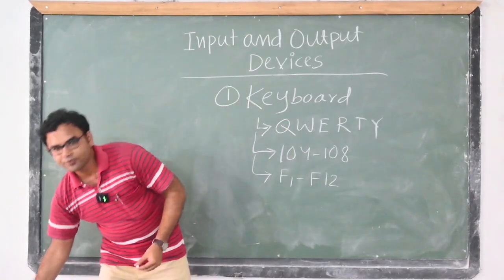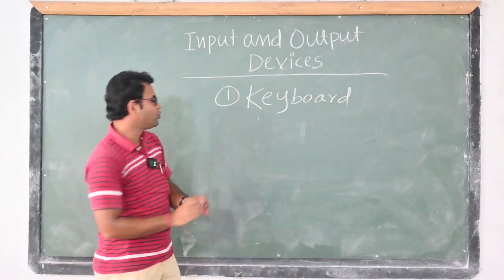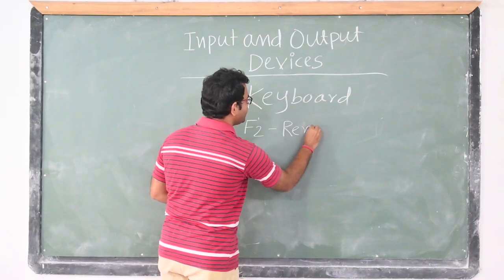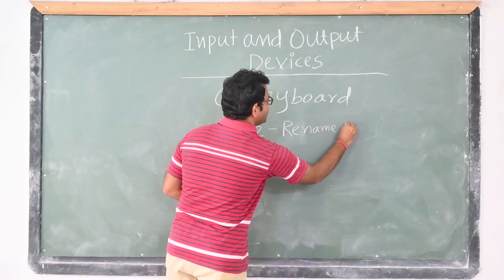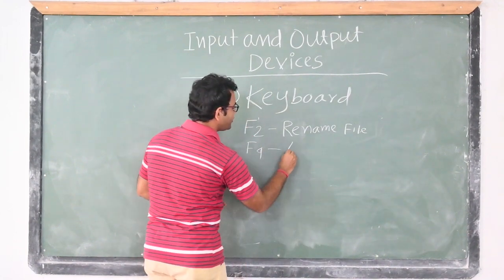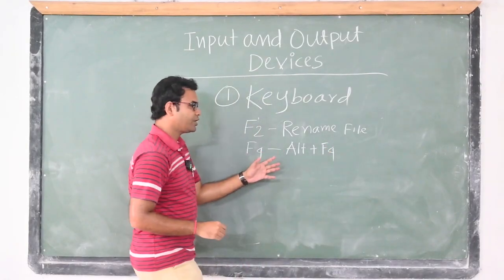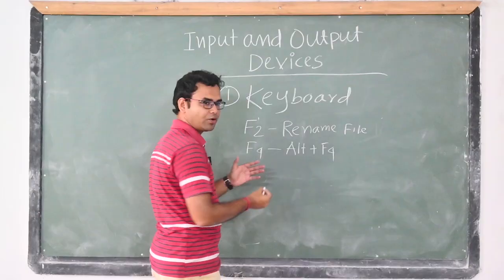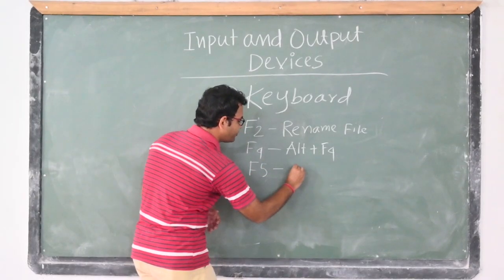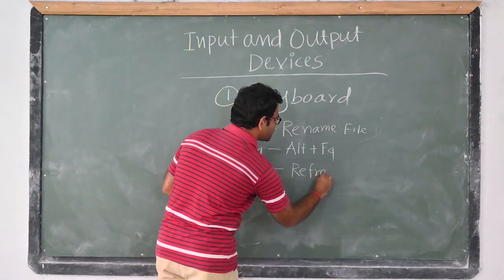You can see some uses of the function keys. F2, you all know the F2. F2 is basically used to rename a file. Whenever you use Alt plus F4, you get the option regarding the restart or shutdown of the computer. You can refresh a document or refresh your computer with F5. F5 is basically used for refresh.